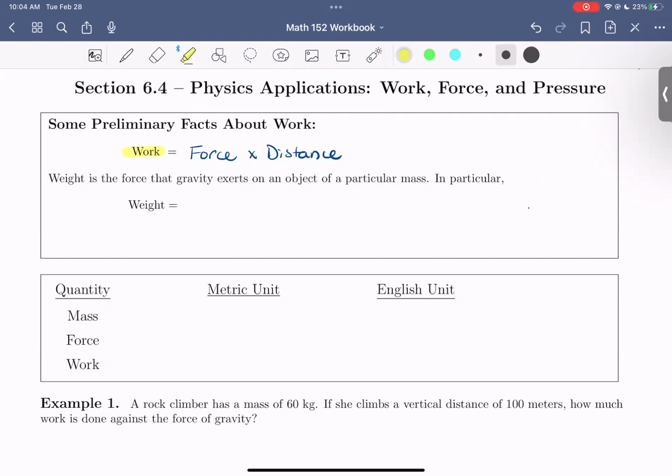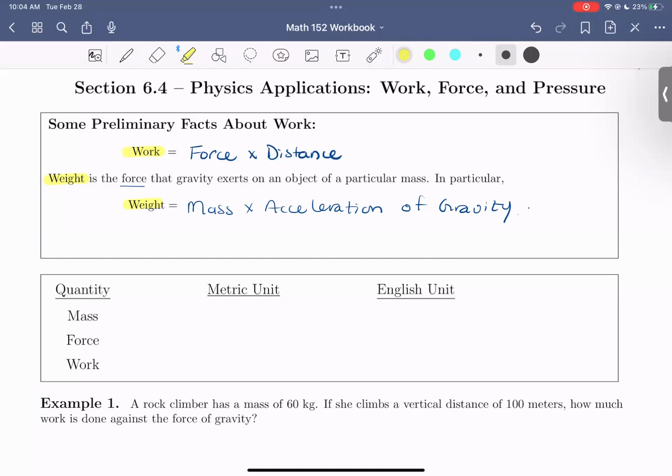Now we're going to look at a particular force called weight. So weight is a force that gravity exerts on an object of a particular mass. So in particular, we compute weight by calculating mass times the acceleration of gravity. So if you're taking a physics class, you've probably seen these notions before. If you haven't, no worries. We're going to look at a lot of examples together.